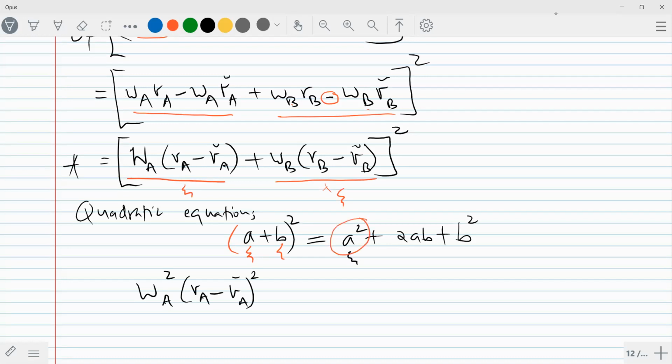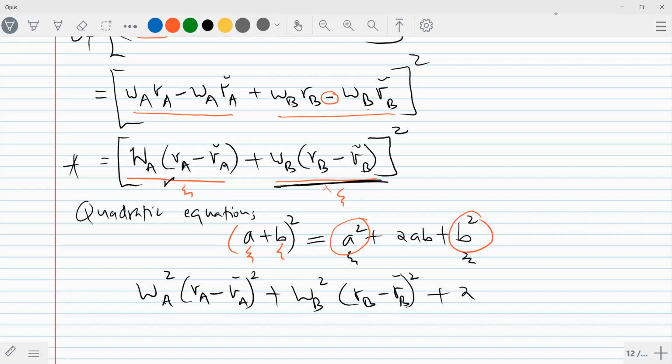Plus 2ab, but let me go straight to the third part of the equation here, B squared. Plus B squared: this is our B, this is our B. Therefore, weight B squared, return of B minus the mean return of B, squared. This is our third part here.